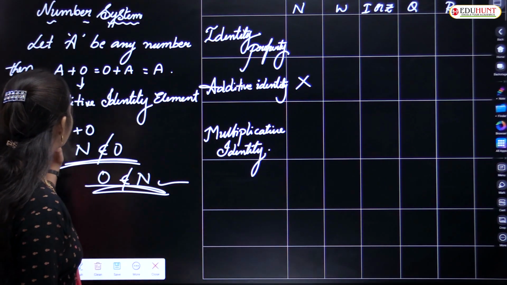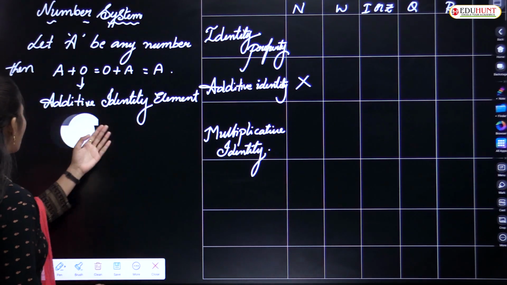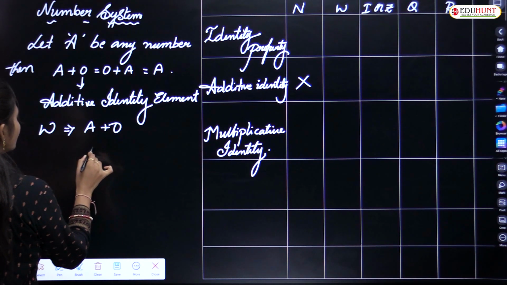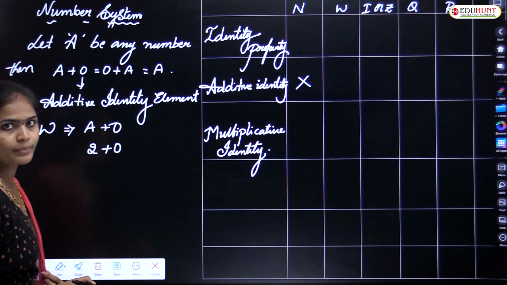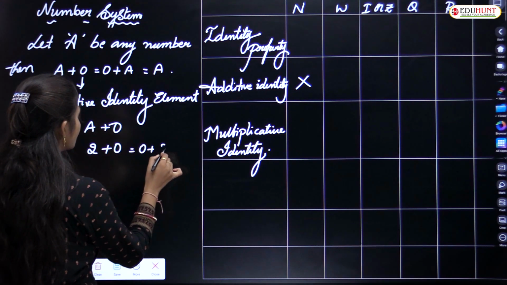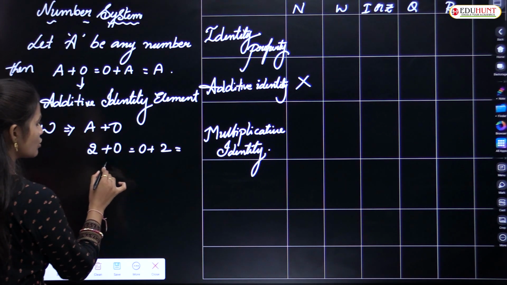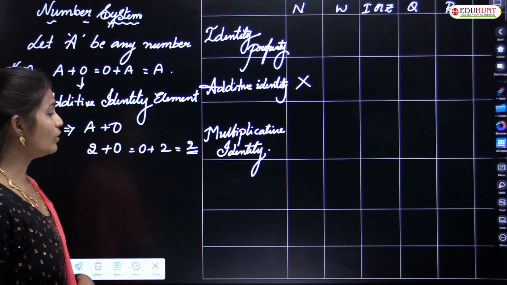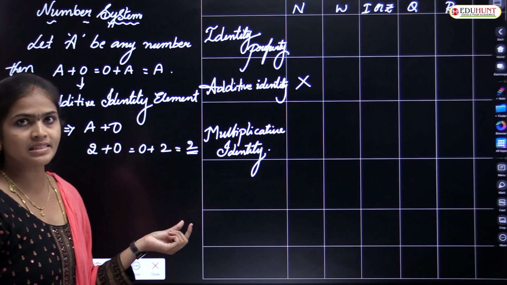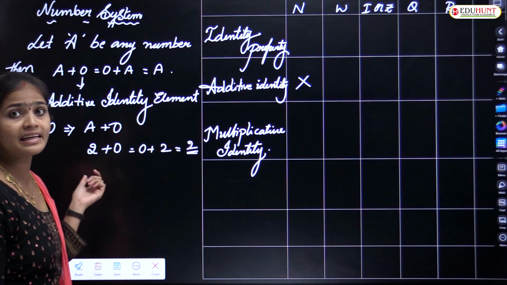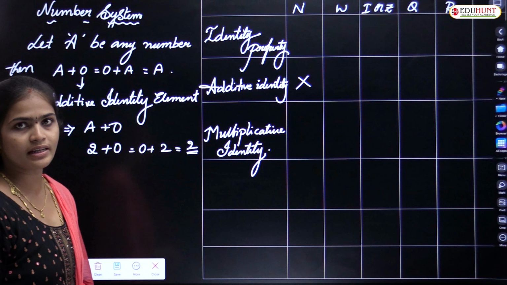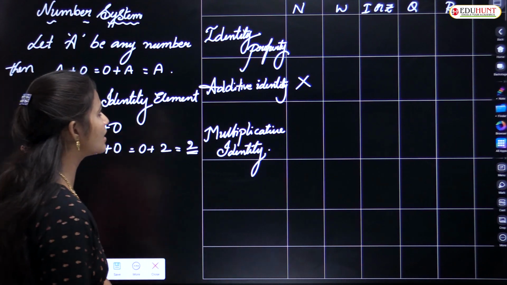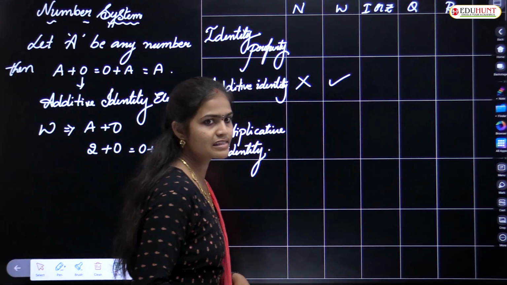Come to whole numbers, it will be satisfied. How? See here, in whole numbers A plus 0: 2 is a whole number and 0 is a whole number, so 2 plus 0 is equal to 0 plus 2. What do you get? 2 plus 0 is 2 and 0 plus 2 is 2. At last you get the same number itself, no? So 0 starts from the whole numbers. In natural numbers 0 is not there, so it does not exist. It is satisfied from whole numbers onwards. So in whole numbers additive identity is satisfied.